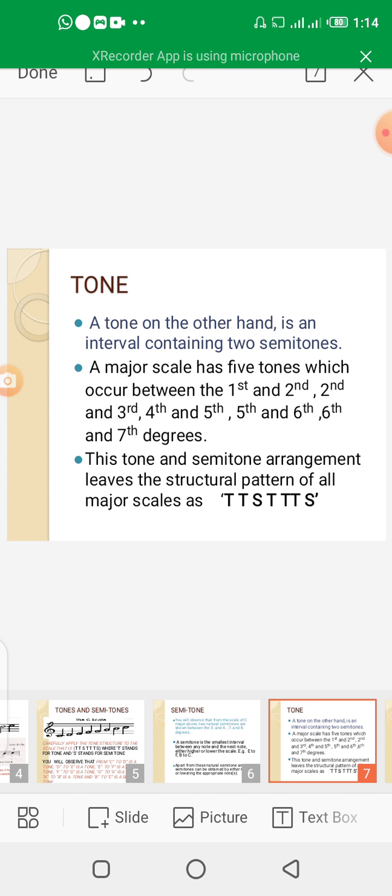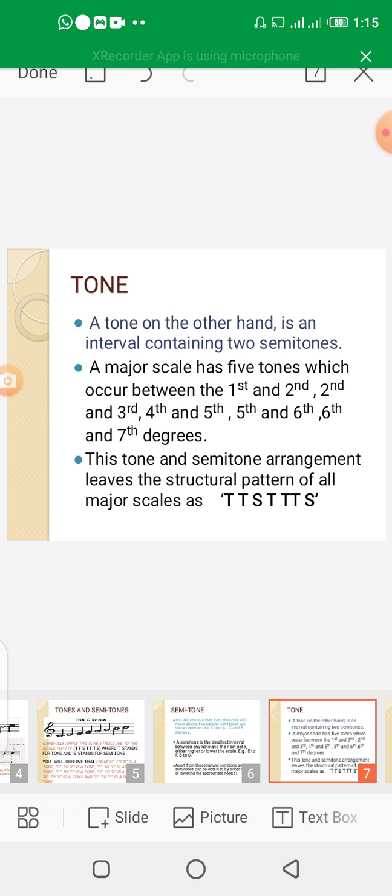Tone, let's look at what a tone is. A tone, on the other hand, is an interval containing two semitones, as I said earlier. I told you two semitones make a tone.